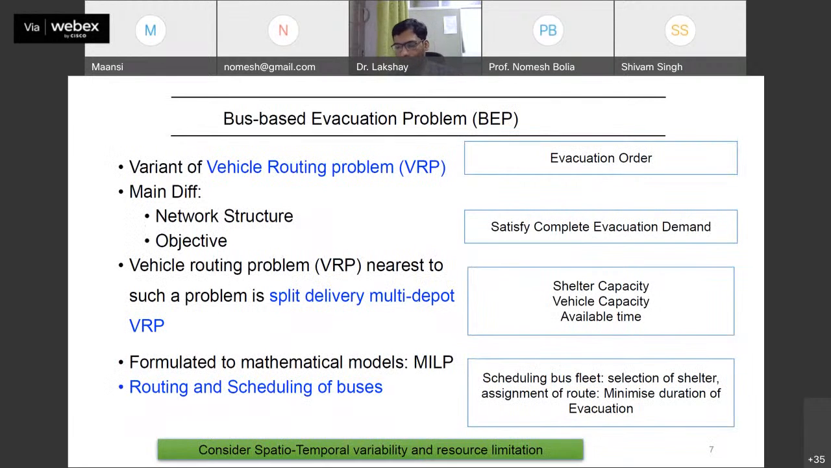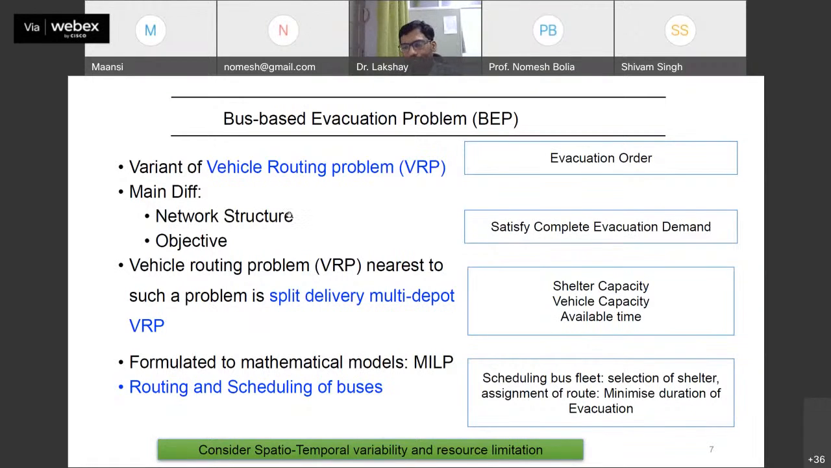As I was talking a lot about bus-based evacuation planning, let us see what it is. It's a variant of a vehicle routing problem. You can understand the vehicle routing problem as something like a school bus that needs to pick up many students from different places. So the bus authorities need to decide what route they will follow, that is, the buses should go from which point to which other point, and what the path of that bus should be so that all the students are served in the minimum possible time or at the minimum possible cost. So this is a variant of a vehicle routing problem.